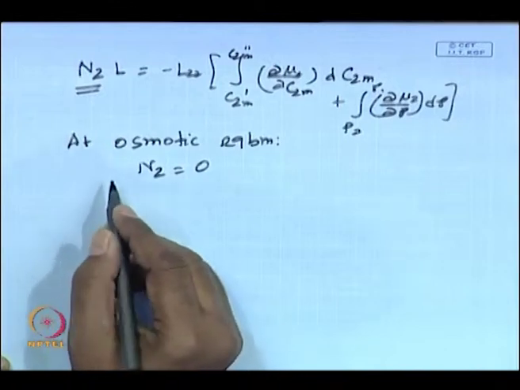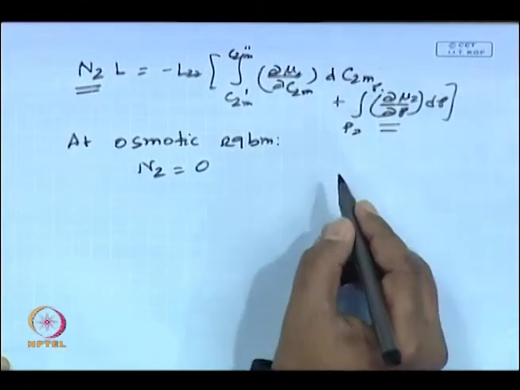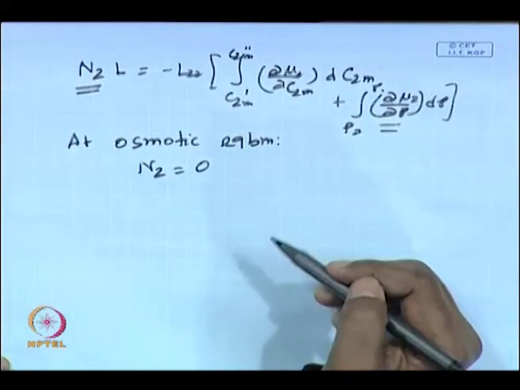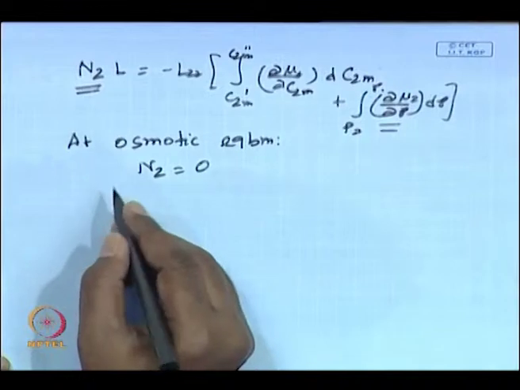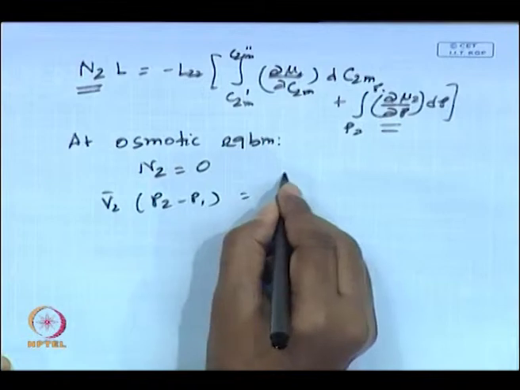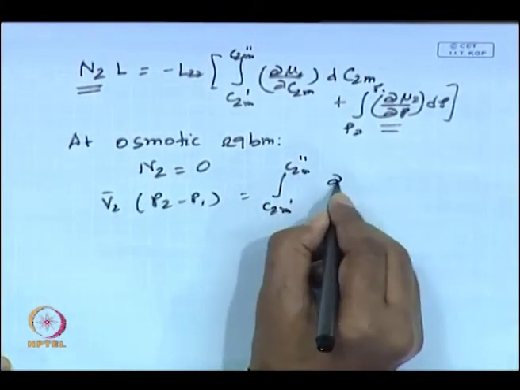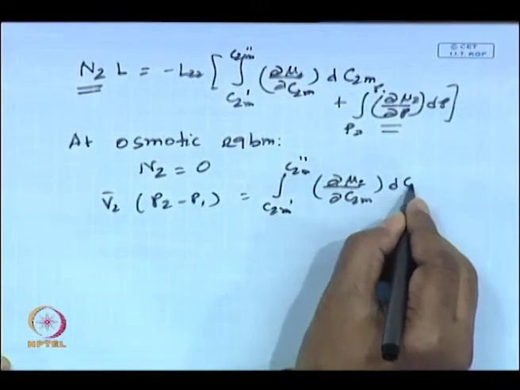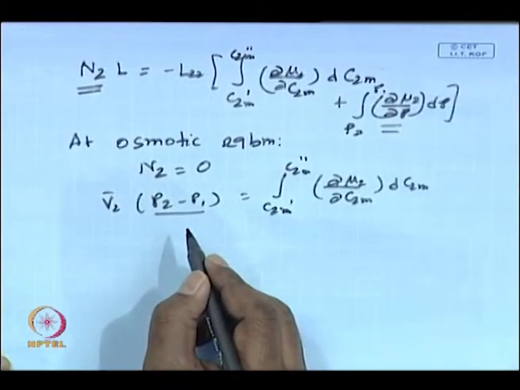That will give us, if you put the value of del mu2 del P as V2 bar, the molar volume, and we are assuming that over the pressure difference P1 and P2 molar volume does not change, from the above equation, what you will be getting is that V2 bar times P2 minus P1 will be nothing but the integral from C2m prime to C2m double prime of del mu2 del C2m dC2m. And what is this P2 minus P1? This is nothing but the osmotic pressure difference.